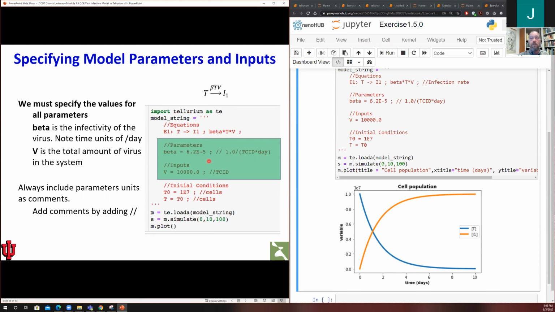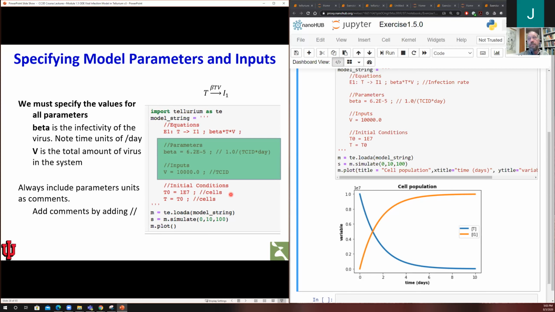And we're going to use the number 6.2 times 10 to the minus 5. And that number comes from a paper of Amber Smith, and it's related to influenza. You could use any number you like right at the moment. We're going to specify the initial concentration of virus. We're going to make that here 10,000. And we're going to specify the initial number of cells.